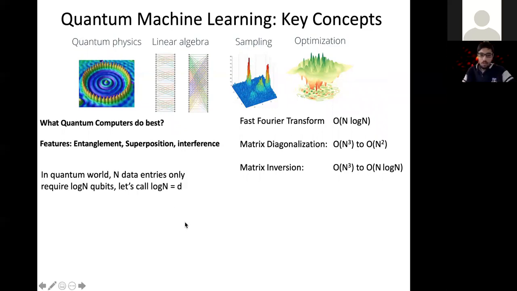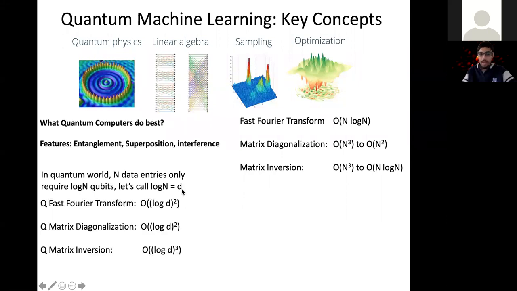But you can actually come up with quantum solutions where you don't have to process the whole n. Remember, you only need log of n qubits, right? So, for example, for n equal to 8 size of the data, you only need log 8 equal to 3 qubits. That way you can have the problem size already reduced to d, and then you can have an efficient solution in the quantum domain like quantum fast Fourier transform, quantum matrix diagonalization, quantum matrix inversion, where you have order log d squared type or d cubed type solutions. So you can already see that you can do a lot of these tasks very efficiently on quantum machines.